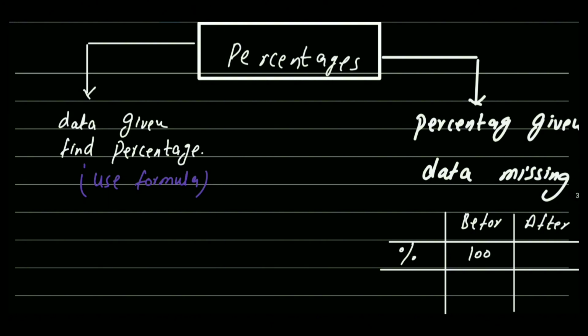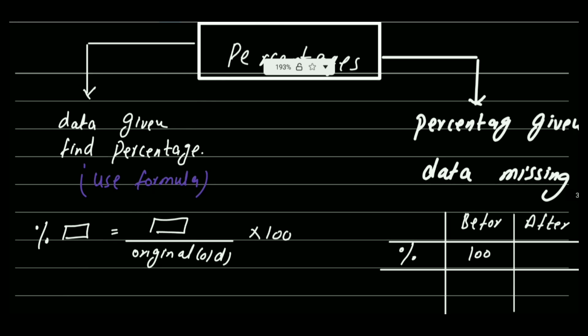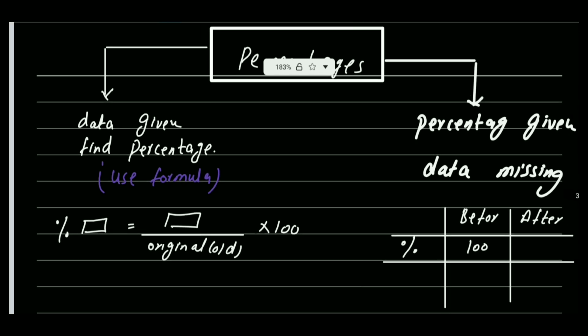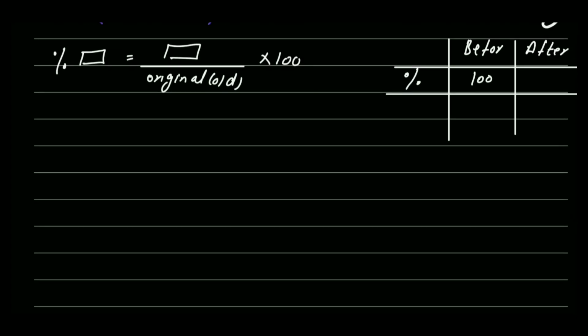And when data is given and we have to find percentage, we have to use the formula: percentage of something is that something over original or old, multiplied by 100. So this is a summary of percentages, how we find percentage and how we find any data if the percentage is given. So now we will do some questions.